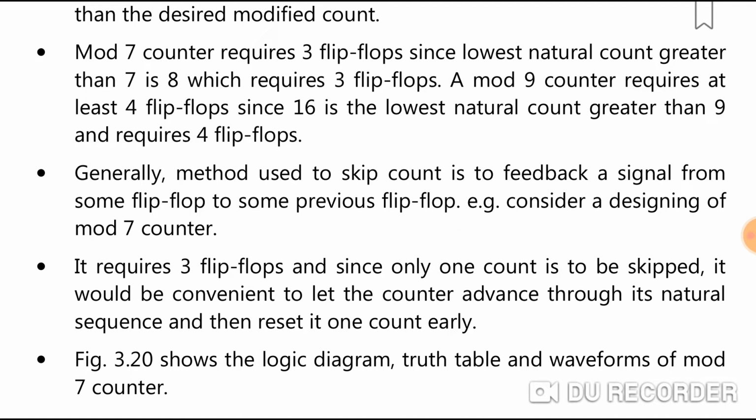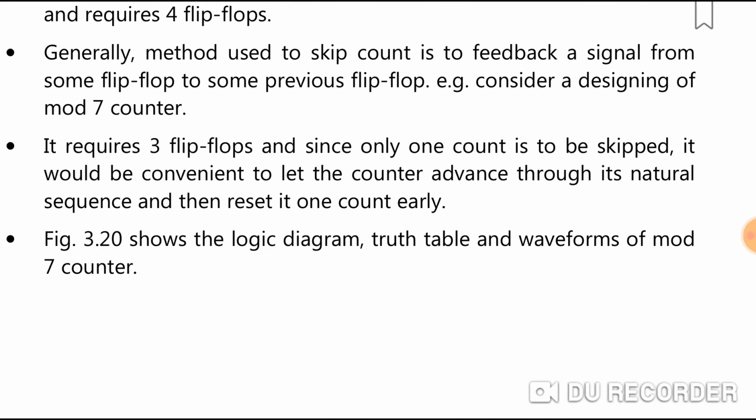Generally, the method used to skip counts is to feed back a signal from some flip-flops to some previous flip-flops. For example, consider designing a mod 7 counter. It requires 3 flip-flops, and since only one count is to be skipped, it would be convenient to let the counter advance through its natural sequence and then reset it one count early.